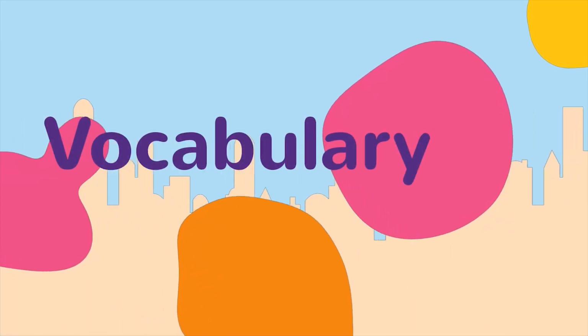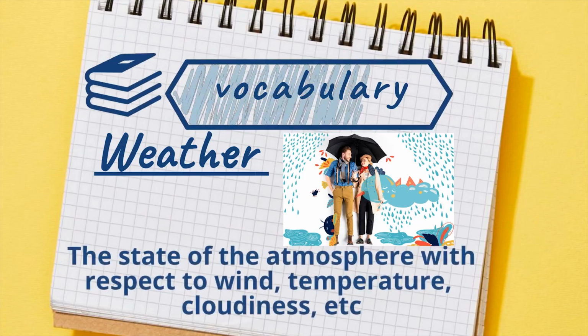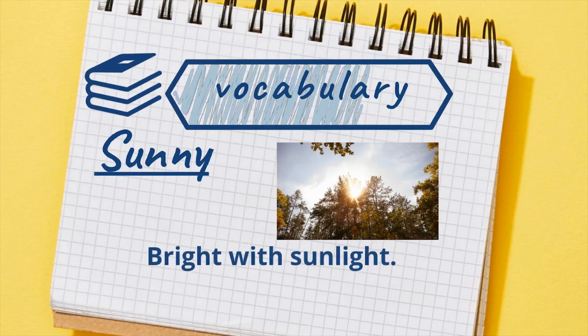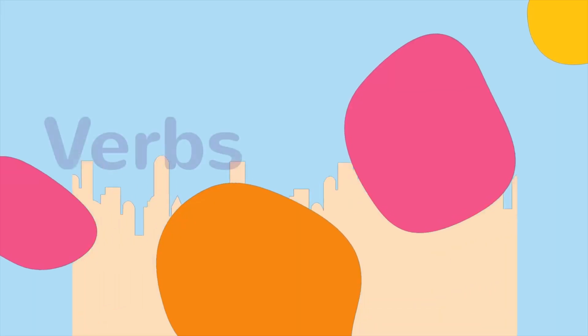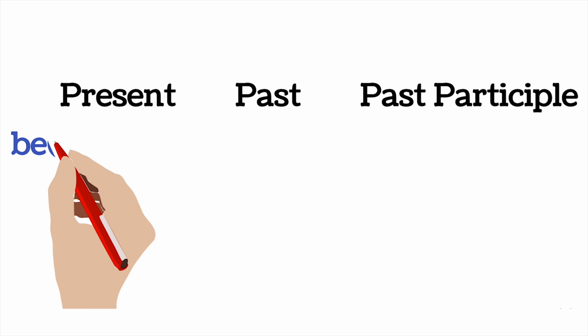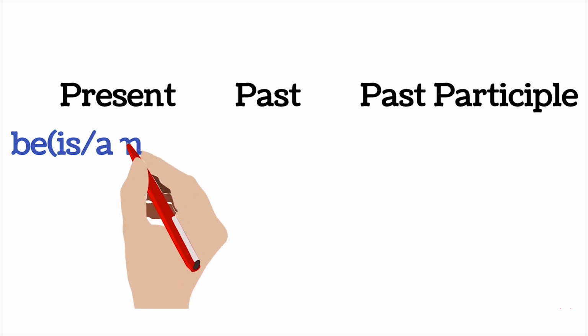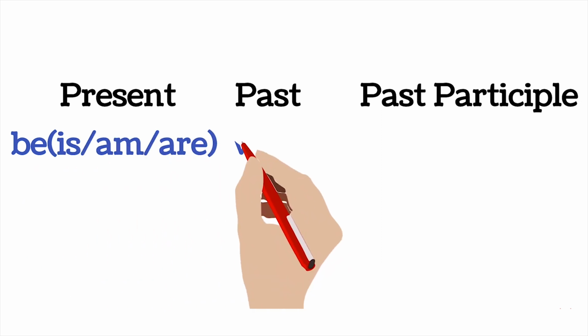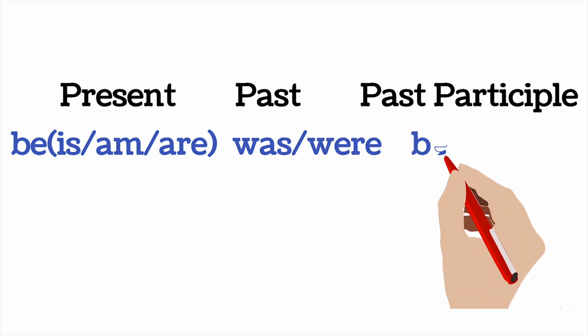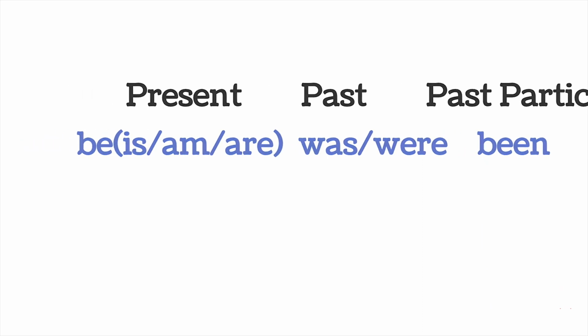Review the vocabulary. Weather. Sunny. Check the verbs. The verb be, it is used to talk about feelings and states. Present. Is. Am. Are. Past, was. Were. Past participle, been.